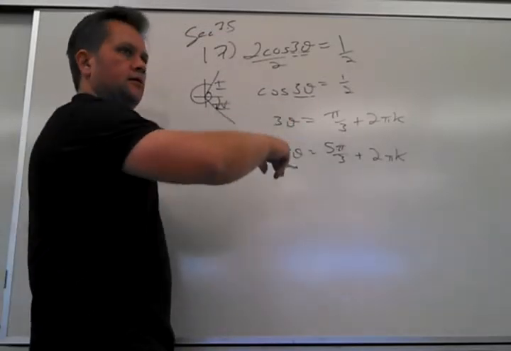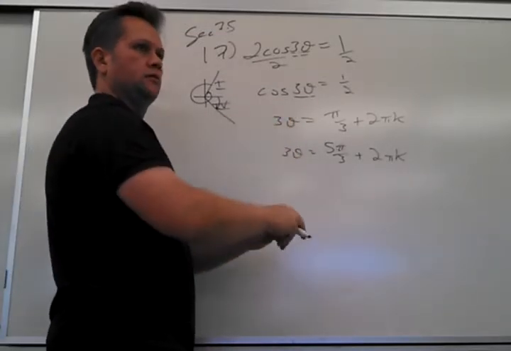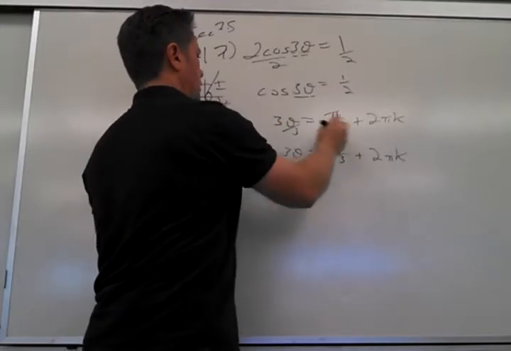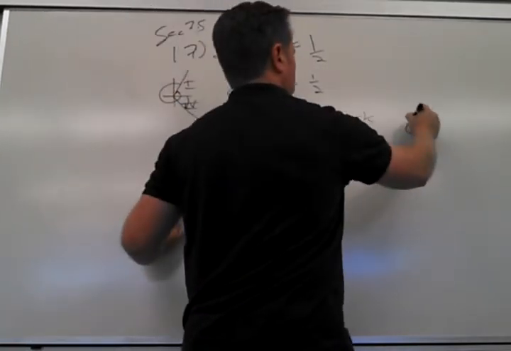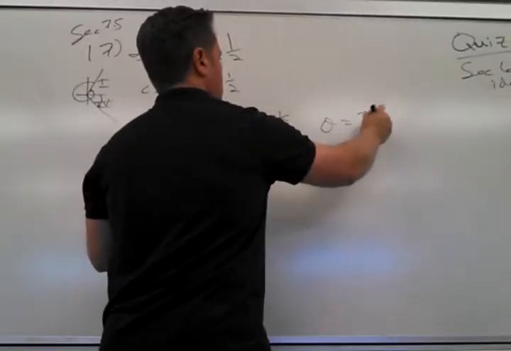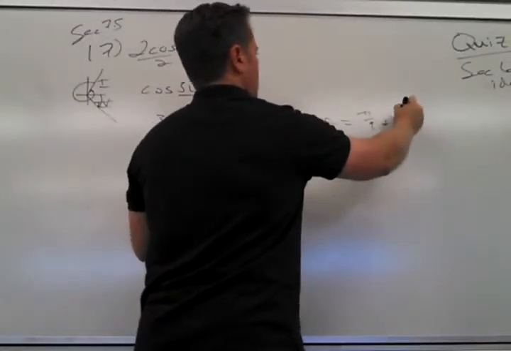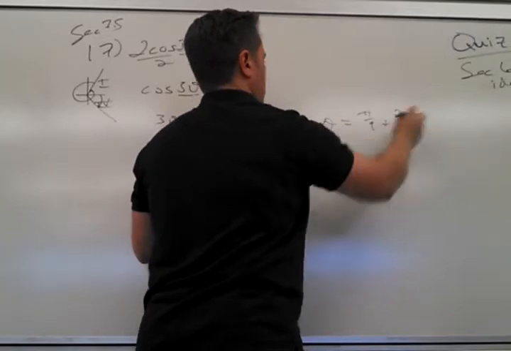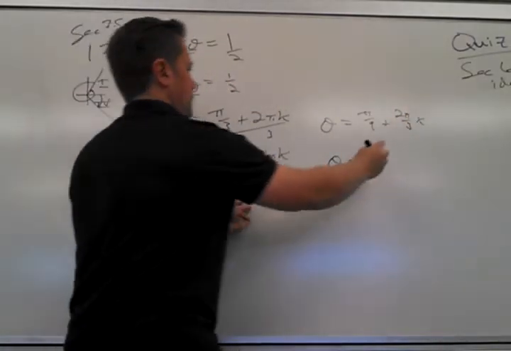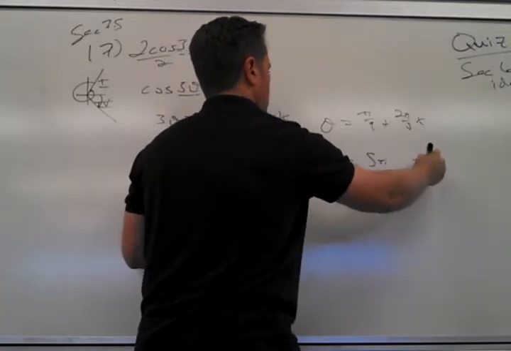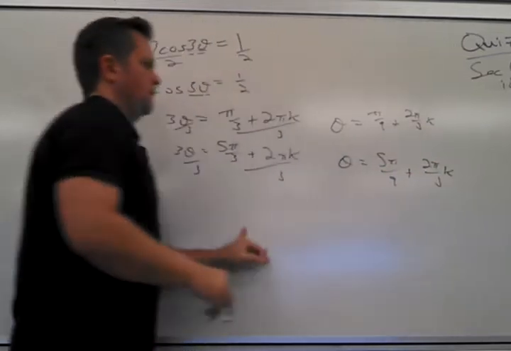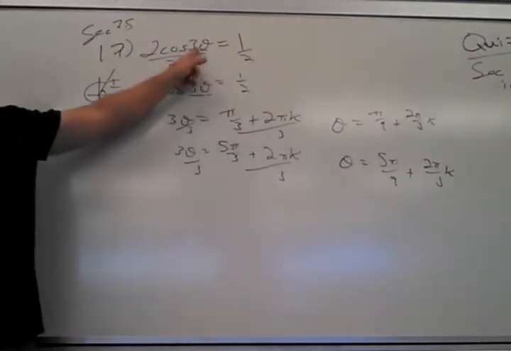All right, divide by 3. And then divide by 3 and you're done. So if I divide by 3, I get theta equals pi over 9 plus 2 pi over 3 k. Theta equals 5 pi over 9 plus the same thing. And why is it not? What would this guy's period be?